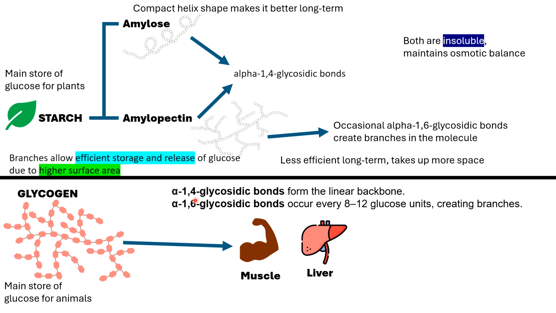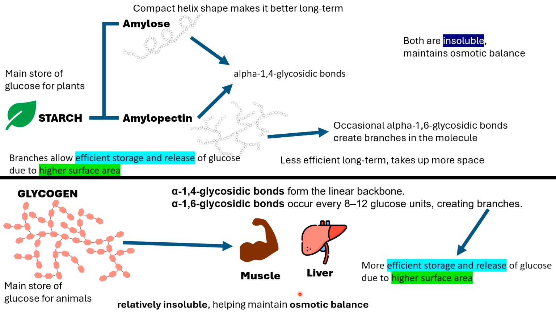It has alpha 1,4 glycosidic bonds that form the linear backbone and alpha 1,6 glycosidic bonds that create the branches we can see here, just like in amylopectin. These branches, again, allow a more efficient storage and release of glucose due to the higher surface area. It's also relatively insoluble in water, which helps maintain osmotic balance in our cells.